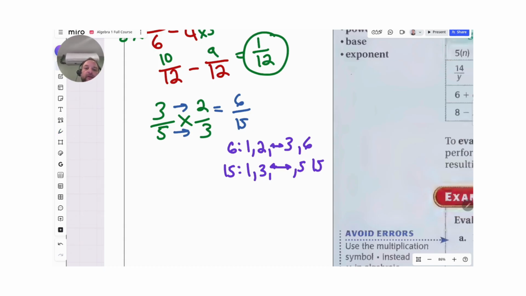So let's take a look. 6 and 15, 3 and 5, 3 and 3. Oh, there we go. That is the highest common factor, so let's divide both by 3. 6 divided by 3 is 2, and 15 divided by 3 is 5. So this reduces down to 2/5.